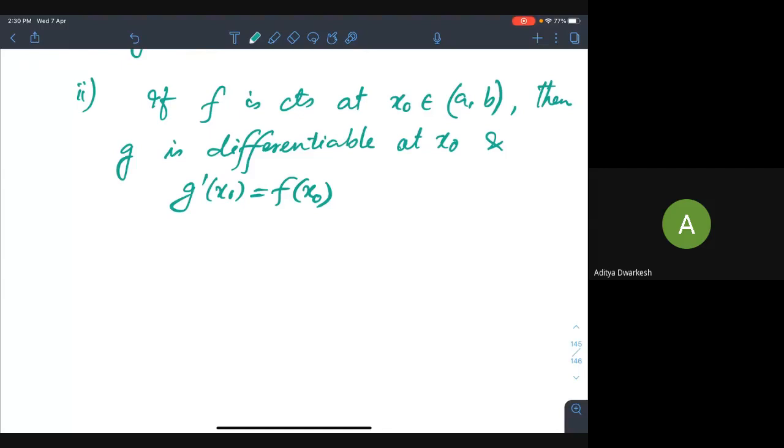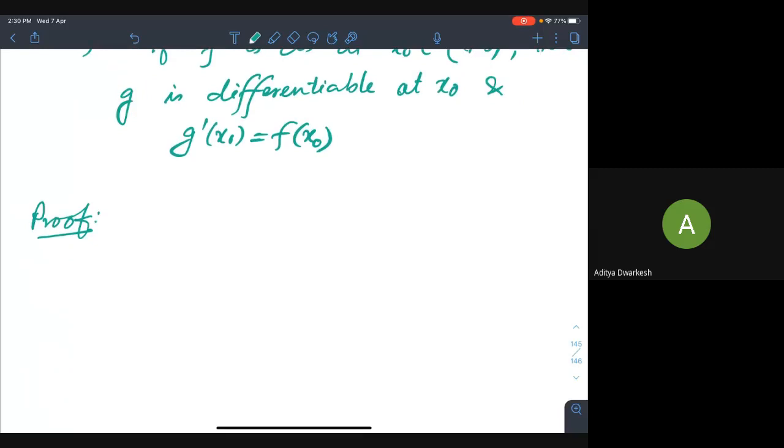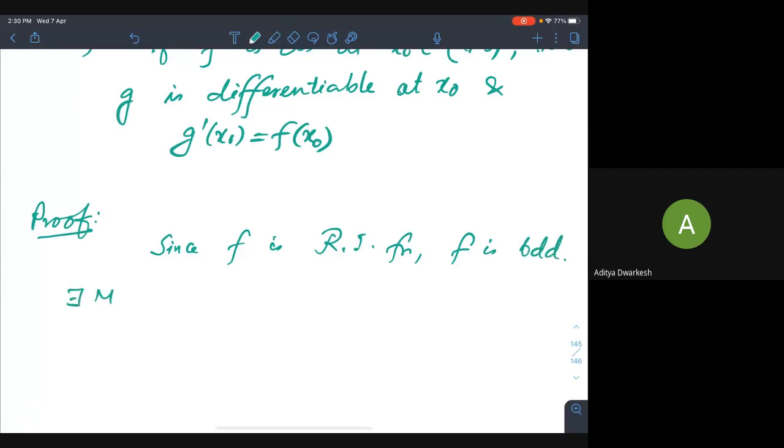Okay, so let's go into the proof of this theorem. Since f is a Riemann integrable function, f is bounded. That means there exists M greater than 0 such that |f(x)| is less than or equal to M for all x in [a, b]. So you get boundedness.